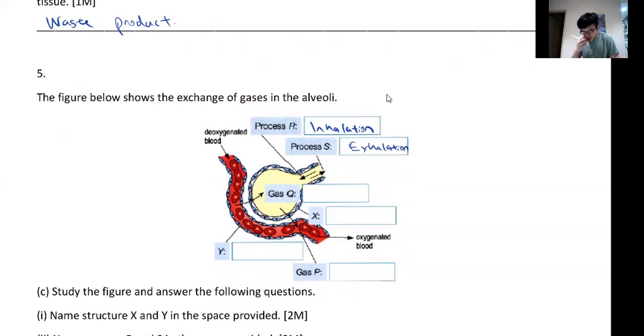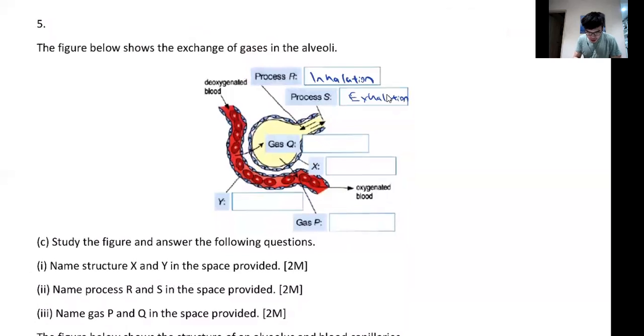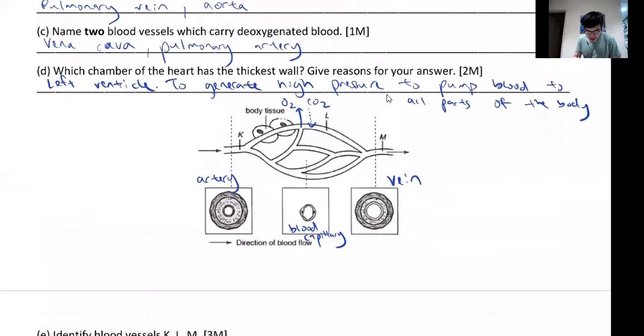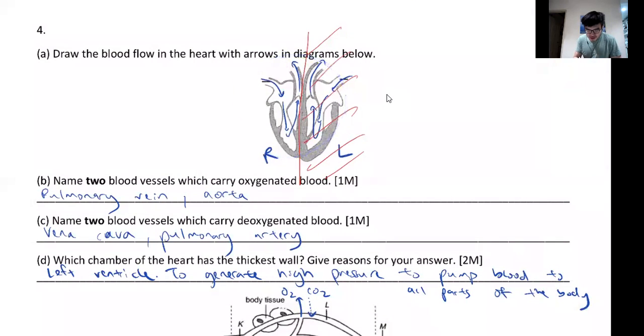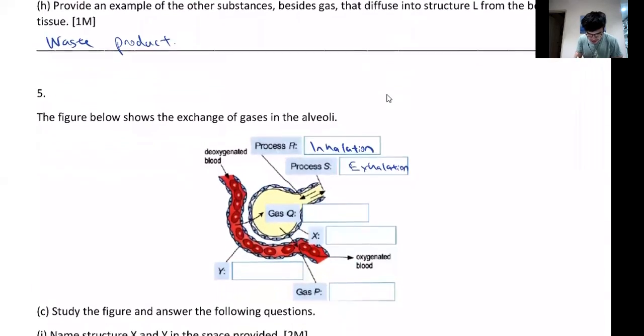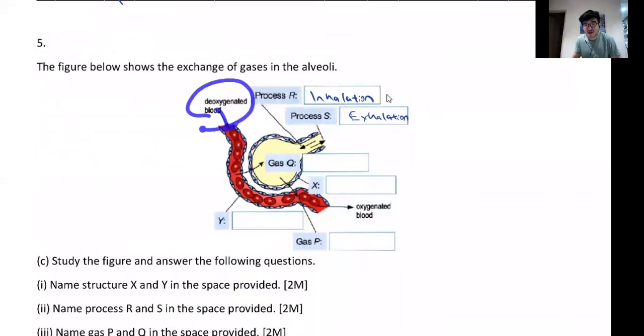Okay, exhalation. So this is your blood vessel. Remember just now, from the heart, deoxygenated blood, that means blood without oxygen, will go to the lungs and then they will come in here. You see, deoxygenated blood, without oxygen. So they will come in, what will they throw out? They will throw out carbon dioxide.